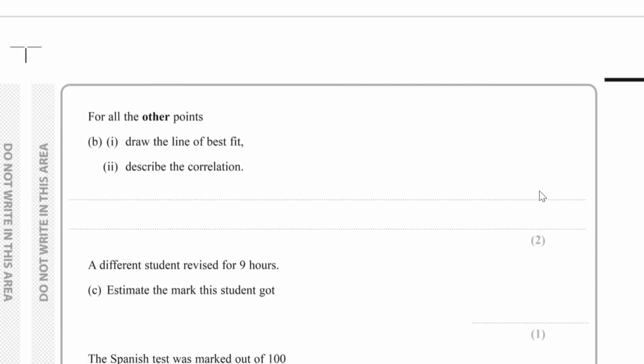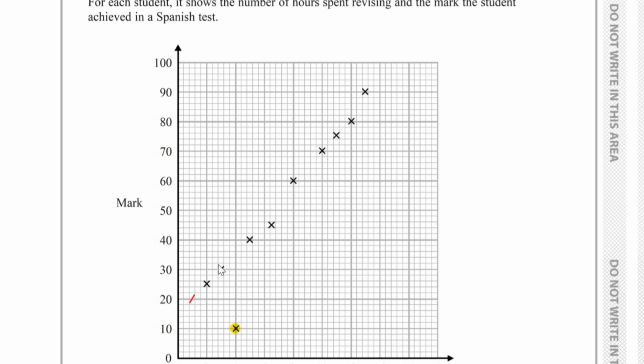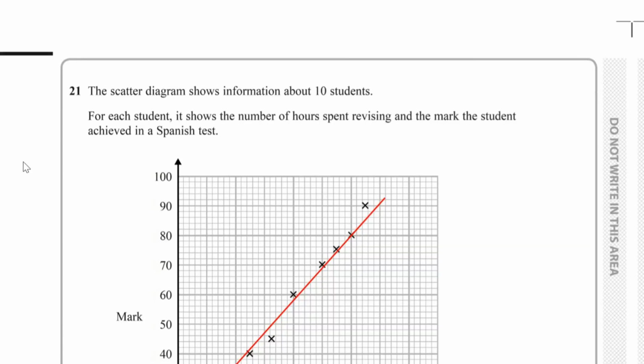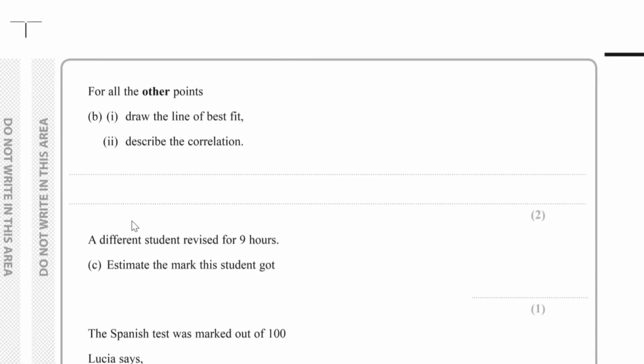For part B, for all other points, we have to draw a line of best fit. So if I were to draw a line of best fit, we would have something looking like this. It goes through as many points as possible. We want roughly the same amount of points above the line as we have below the line, as we see here. And then we have to describe the correlation. Well, as the hours spent revising increases, so does the mark. So what we have is a positive correlation.